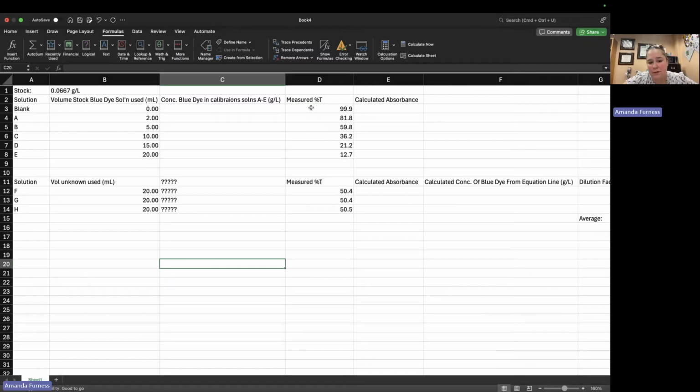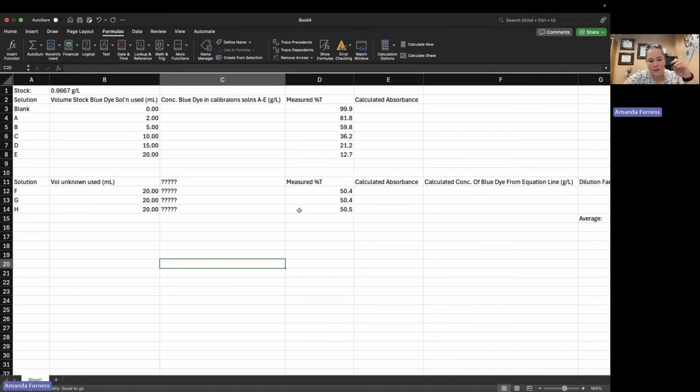Next is the measured percent transmittance. This is what the UV-vis spectrophotometer was reading out to you. Then the calculated absorbance, which is again something that we'll have to calculate, and I'll show you how to do that. Underneath is where I have the unknown trials. For part 1, you would have done this exact same thing. For part 2, we now have these 3 additional samples with our unknowns.